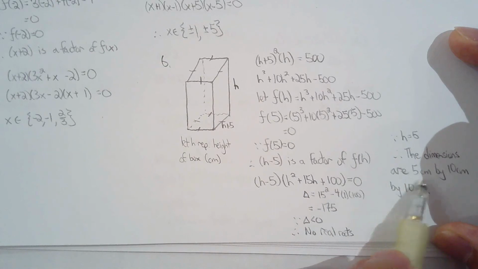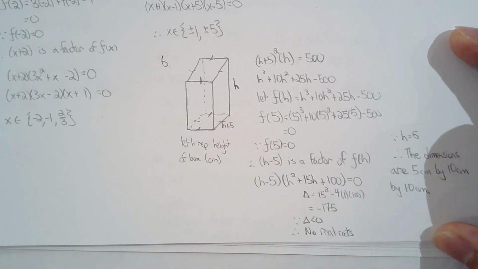After you solve for the 3 dimensions, multiply them and check that it is 500. Alright, so we're feeling great about the answer, and that's it for this sheet.